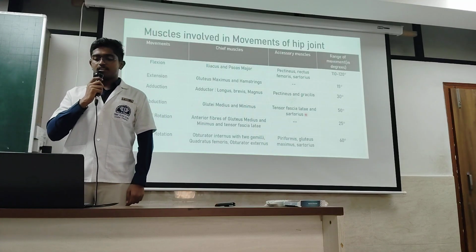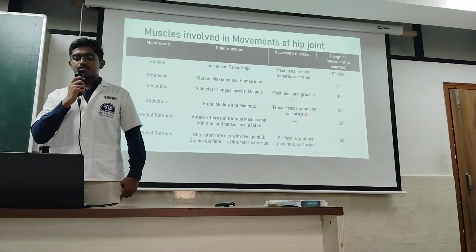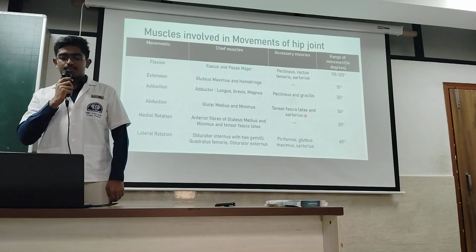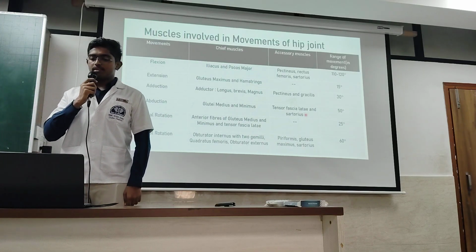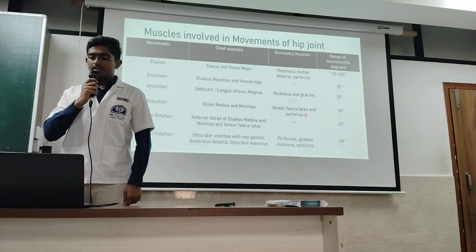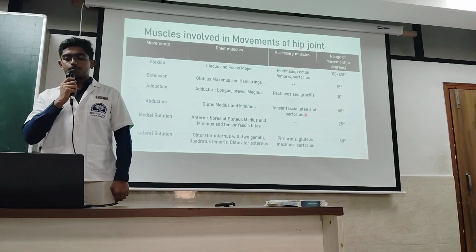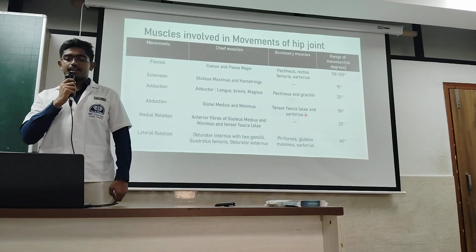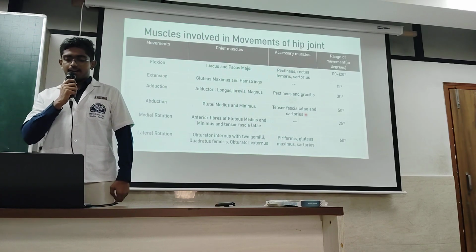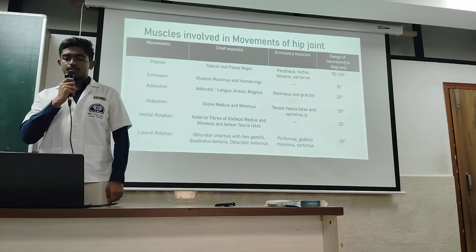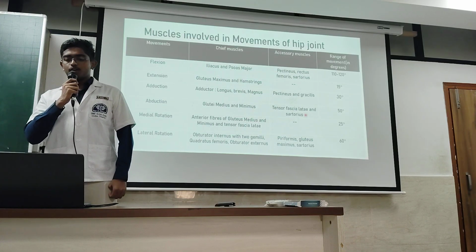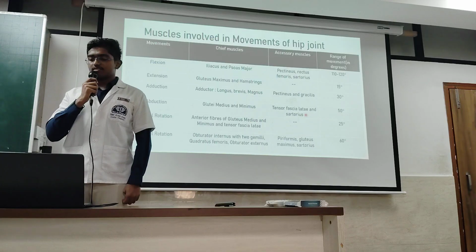In adduction are adductor longus, adductor brevis, and adductor magnus. In abduction are gluteus medius and gluteus minimus. In medial rotation are anterior fibers of gluteus medius and minimus and tensor fasciae lata. And in lateral rotation are obturator internus with two gemini, quadratus femoris and obturator externus.